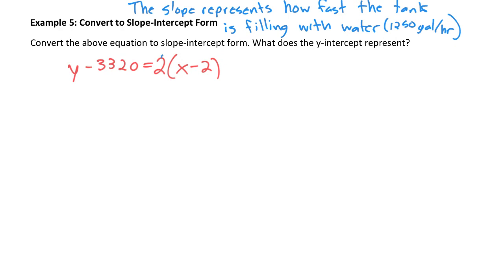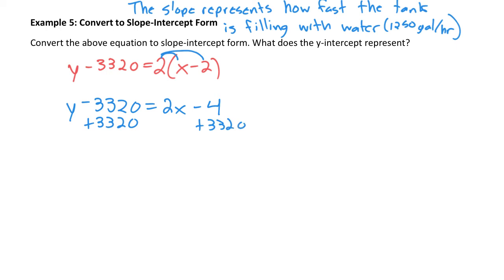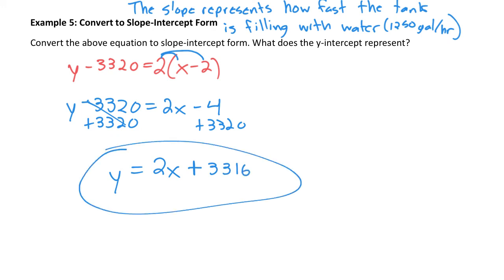I'll use blue for this, distribute 1250 through the right-hand side. Left-hand side stays the same. This becomes 1250x minus 2500. And all I have to do to solve for y, I only have to do one step. Add 3320 to both sides. So y is 1250x plus 820. And that is it. That is it in slope-intercept form.